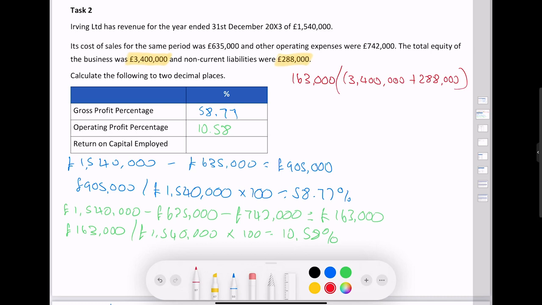Okay, which gives us, to multiply that by 100 as well to change that into a percentage, a percentage of 4.42%. And we can get that in. Excellent, and that covers task two. We can move on now and have a look at task three.